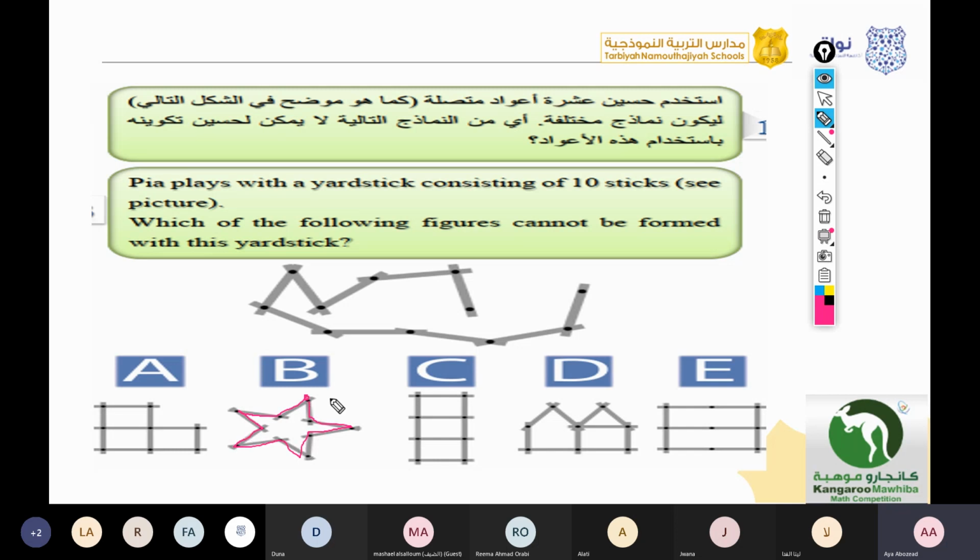So we connected it. Which one can I not connect? From A, let's start from this point. 1, 2, 3, 4, 5, 6, 7, 8, 9, 10. So I can do A, I can do B. Donna, we said on D, I will start from which point?